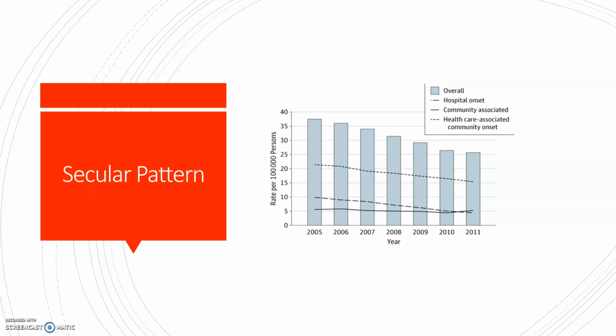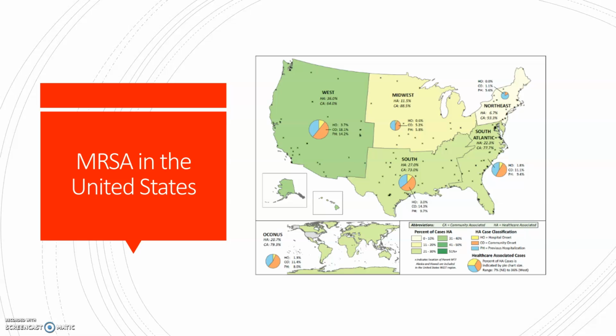This is a secular pattern of Staphylococcus aureus in the United States. Hospital onset versus community associated and healthcare associated. And you can see that we are in a downward trend, which is great. This is Staphylococcus aureus in the United States in different regions: the West, the Midwest, the South Atlantic, Northeast. And some of these, you have to remember population density, but this just gives you a pretty good idea of MRSA infections throughout the United States.